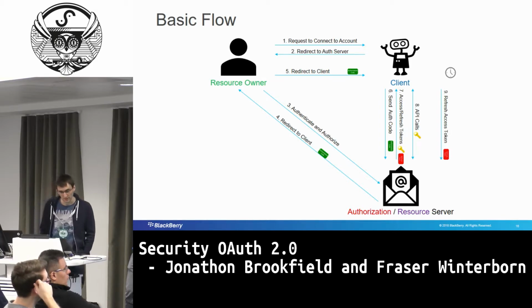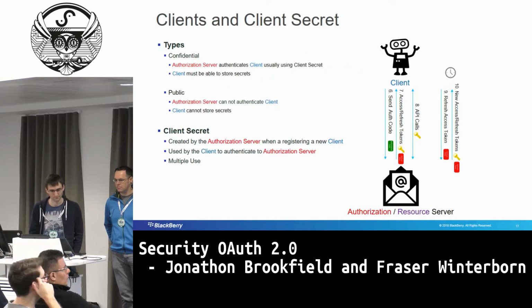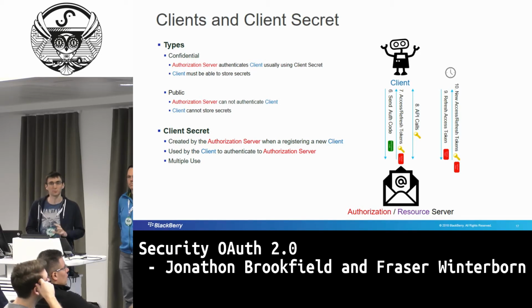Then some time passes, the access token expires, and then we can use the refresh token to get a new set of tokens back off of the authorization server. So this connection on the right here is performed directly between the client and the auth server. So that leads to two different types of client. So we've got ones that can store secrets and one that can't store secrets, and that controls whether this connection is authenticated or not. So a confidential client is one that's able to store secrets.